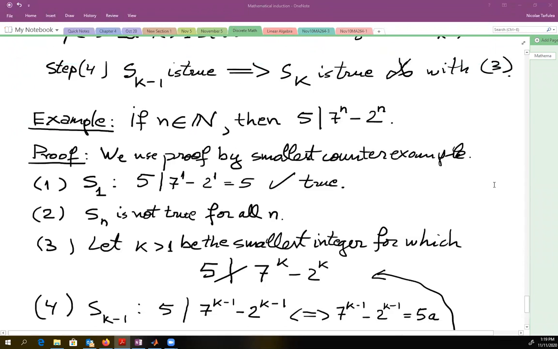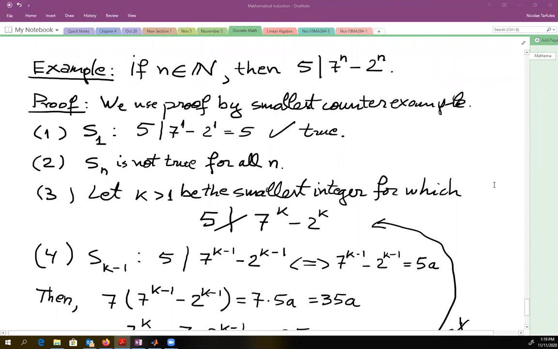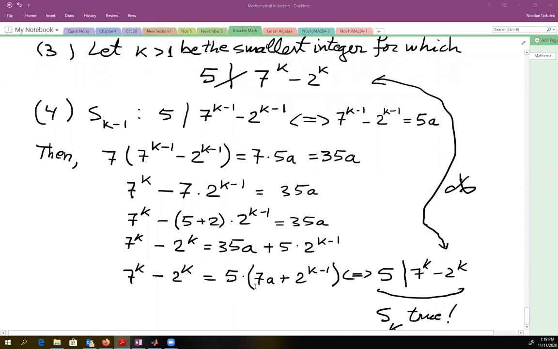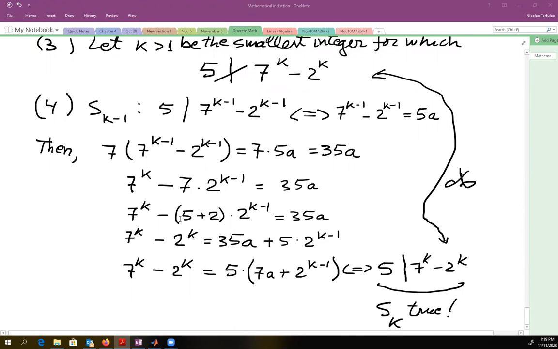So I'm trying to figure out. The last part, you transition from 7 to the k minus 2 to the k equals 35a plus 5 times 2 to the k minus 1. I was just wondering, how did you get that? Okay, I foiled this term here. Just a second. I foiled.